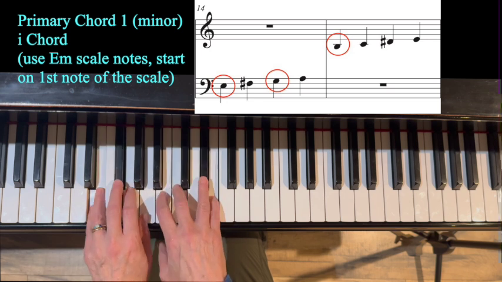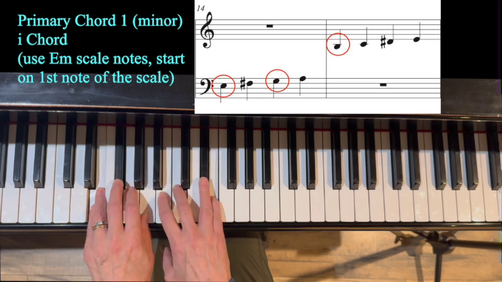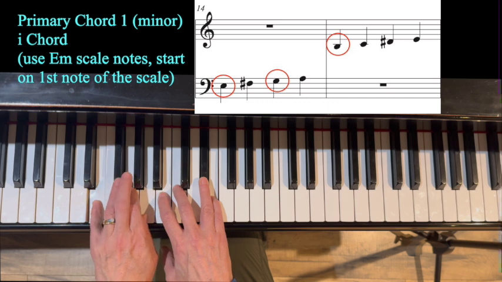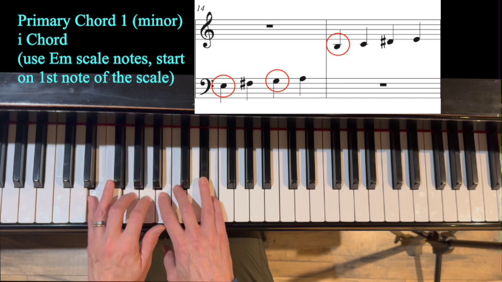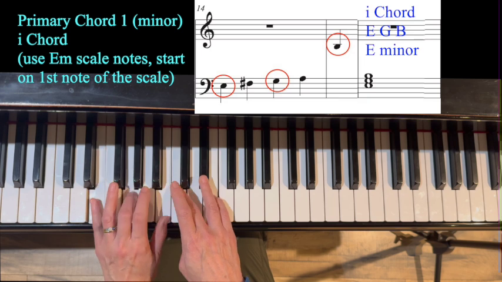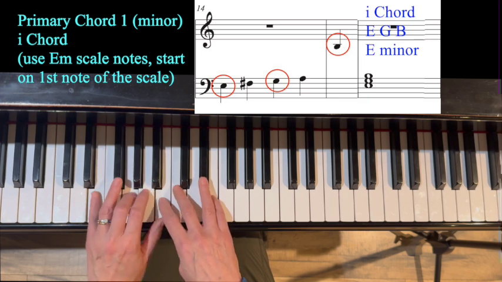So let's do the same exact thing, starting on E for our 1 chord. We're not going to use the F sharp, we're going to use the G, we're not going to use the A, and we're going to use the B. Our 1 chord is E minor.